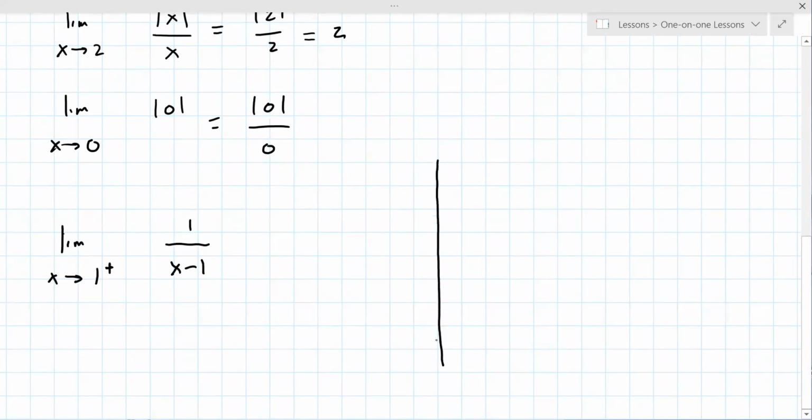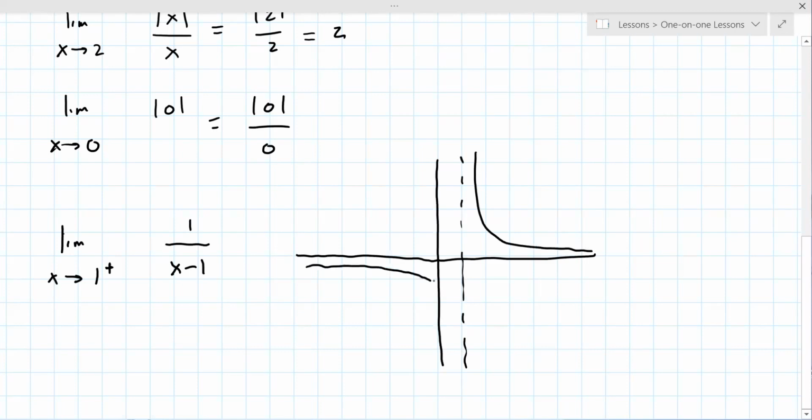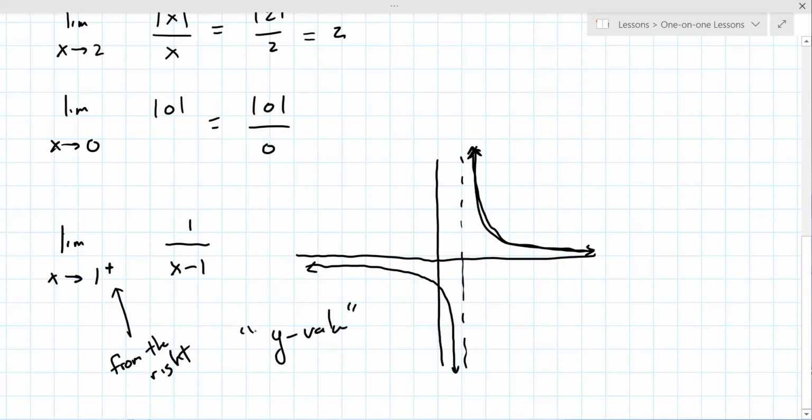So maybe in your head you can see a picture of this graph. It has a vertical asymptote at 1, and it looks like this, and then the other side of the graph looks like this. So this plus right here literally means from the right. You traverse the curve from the right approaching that value. You're approaching 1, traversing the curve this way. And what you're always looking for in terms of a limit is the y value. So what is the y value as this goes up and up forever? Positive infinity. This becomes positive infinity.